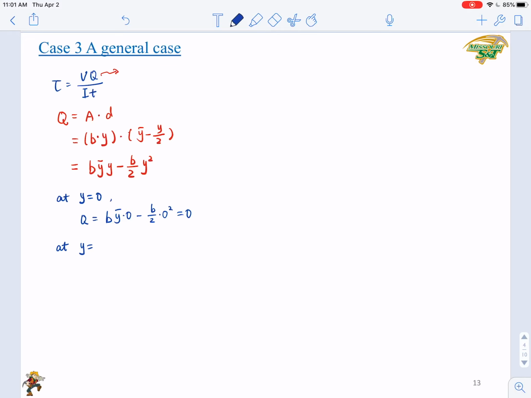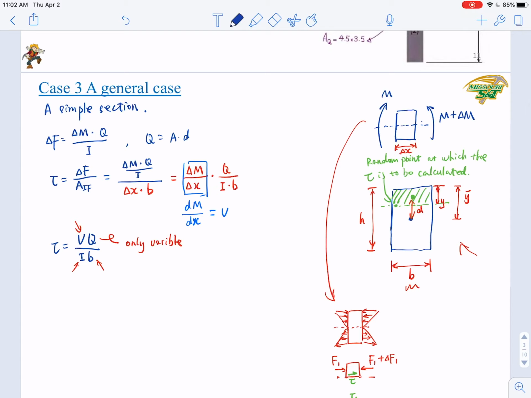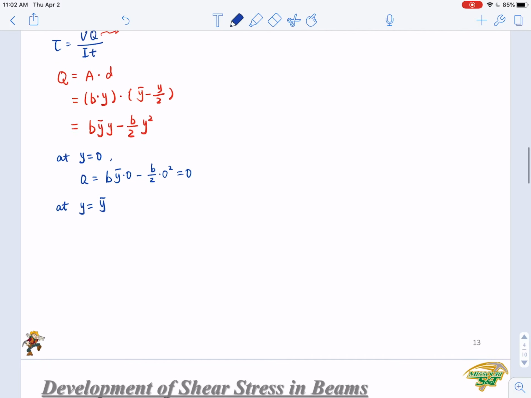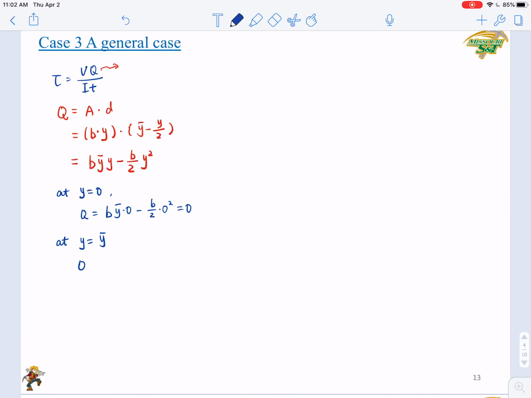Then how about at Y equals Y bar? When Y equals Y bar, the green area will be half of the overall cross section. Right? The line Y is passing through the centroid, the overall centroid. So when Y equals Y bar, it's in the middle. Right? Then the Q can be calculated as B Y bar square minus B over 2 Y bar square. So this is B over 2 Y bar square.